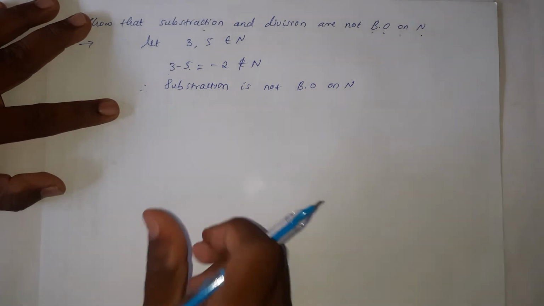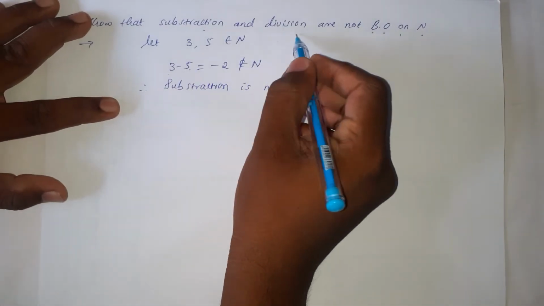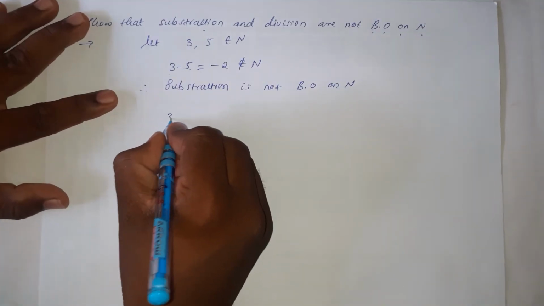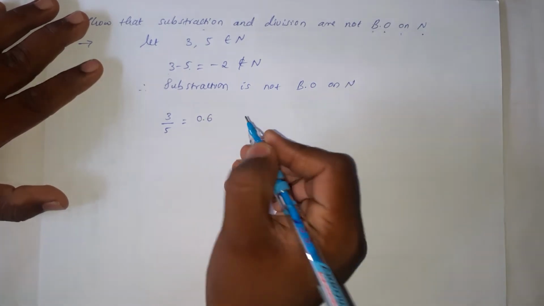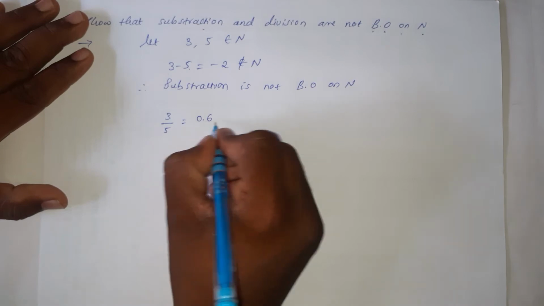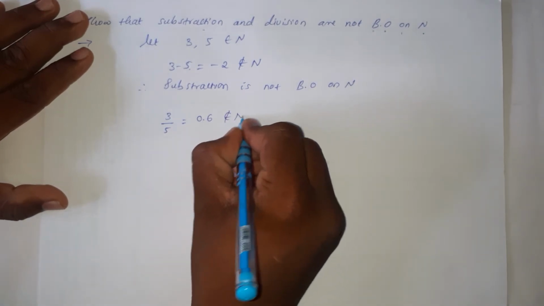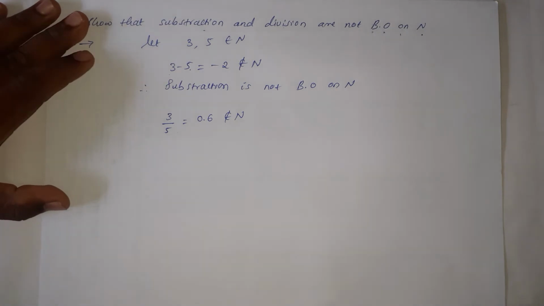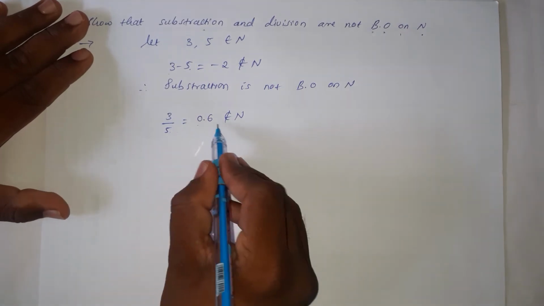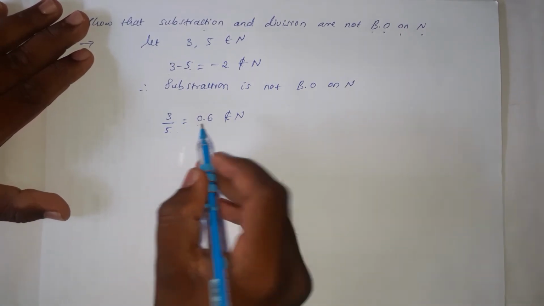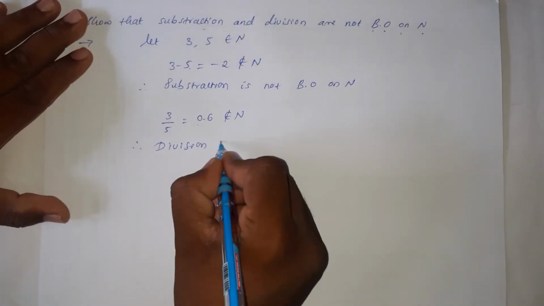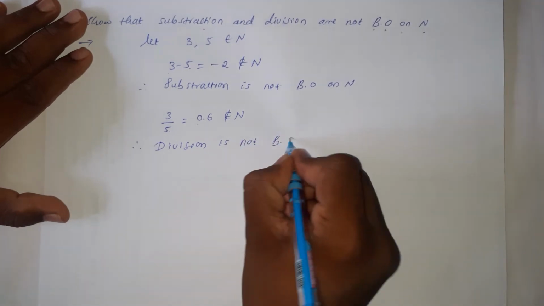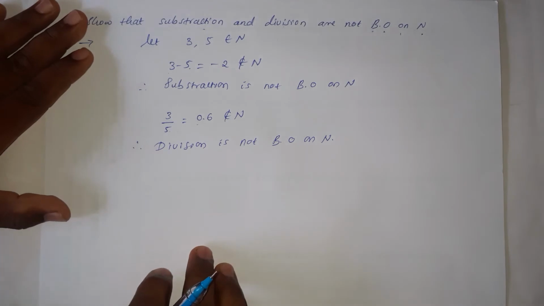Then, if you consider the same numbers for the second operation, that is division, here if you consider 3 divided by 5, it gives the answer as 0.6. Here 0.6 is also not a natural number, because natural numbers start from 1, 2 up to infinity, but here 3 by 5 is 0.6 and it is not a whole number. So, therefore, it is not a natural number. Hence, division is not a binary operation on the set of natural numbers.